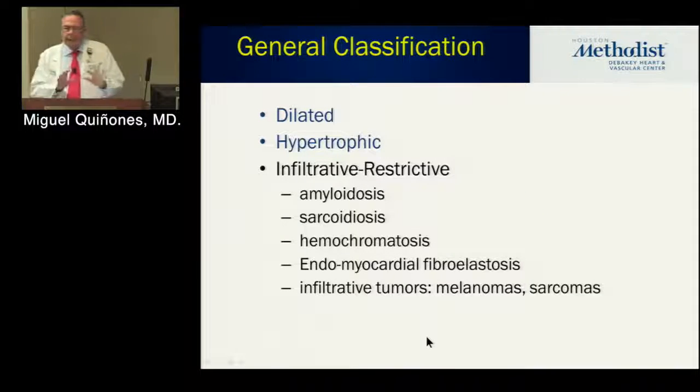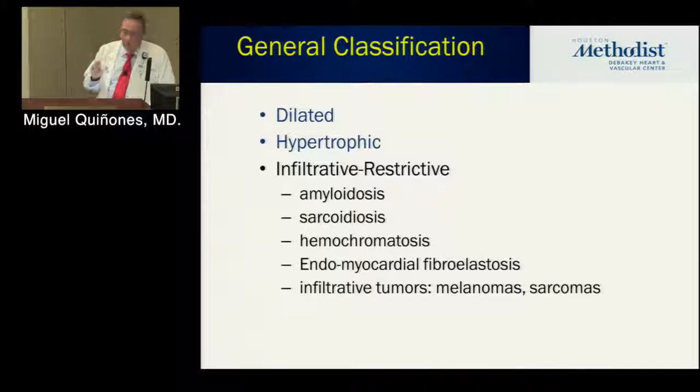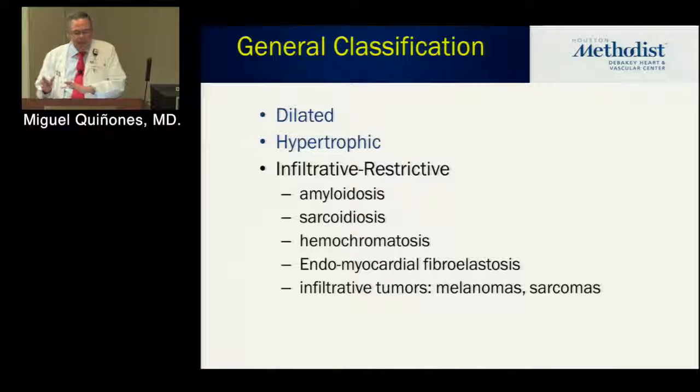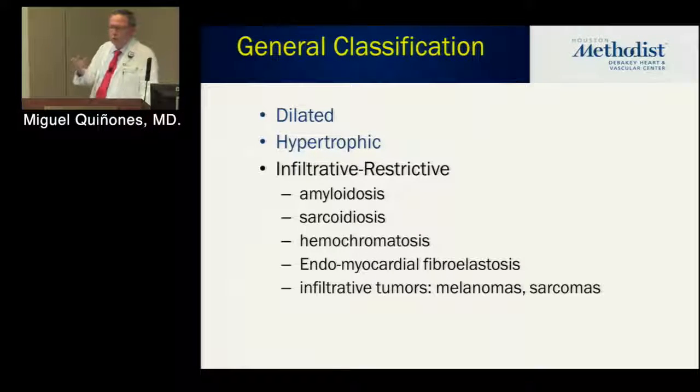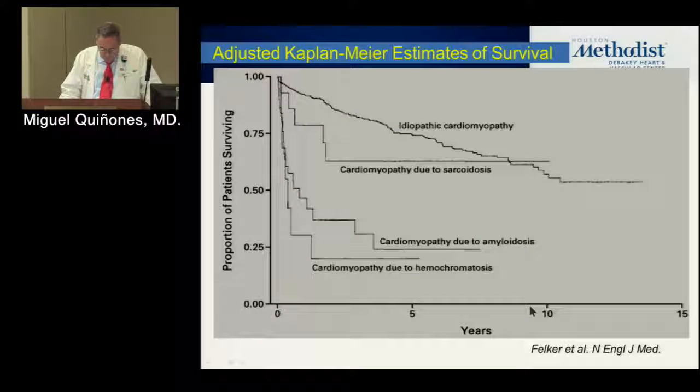So that's why I wanted to spend a little bit more time on this, because I know Sharif probably will spend most of his time talking about the traditional HCM. So that takes us to infiltrative, restrictive, okay? There are a bunch of them, but we're going to spend time mostly on amyloid, sarcoid, and hemochromatosis, which are the three most likely for us to see in a practice. The others become a lot more unusual.